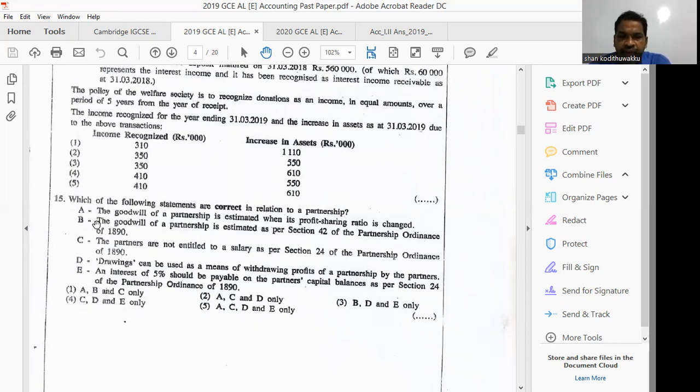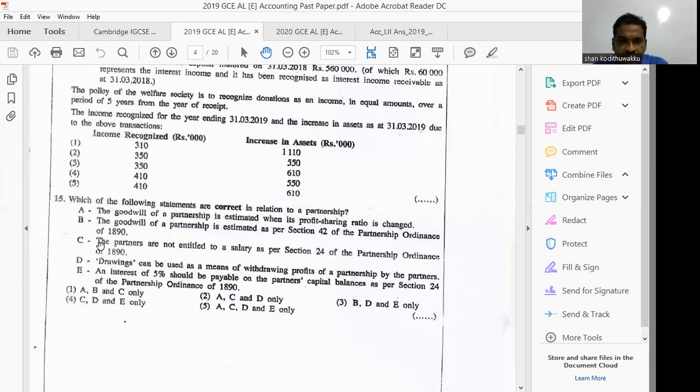When it comes to the second statement, the goodwill of a partnership is estimated as per section 42 of the Partnership Ordinance 1890. That is wrong. We don't actually estimate goodwill depending on section 42 of the Partnership Ordinance 1890. Therefore, B is wrong, and we can reject answer 1 because B is there. A is okay, B is wrong.